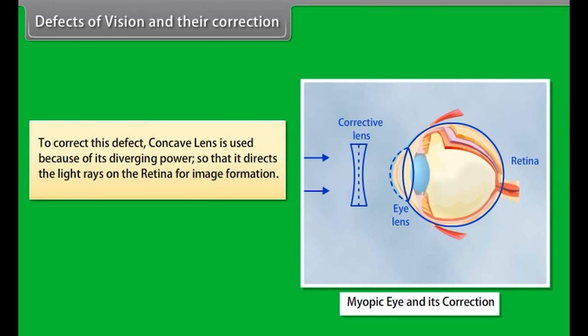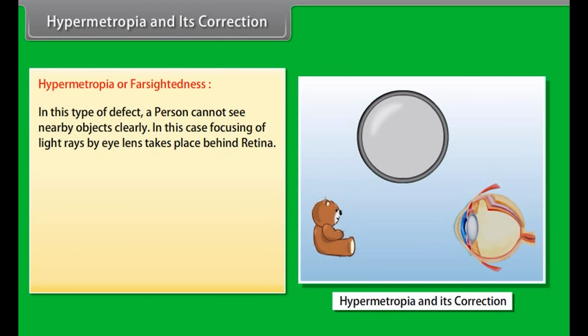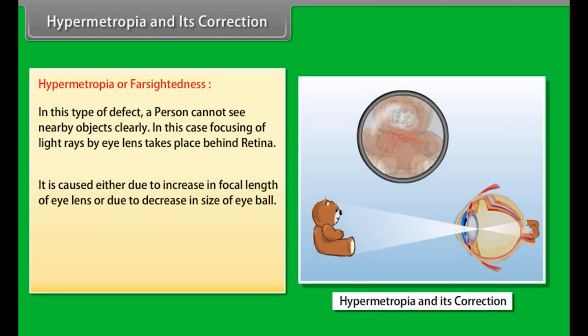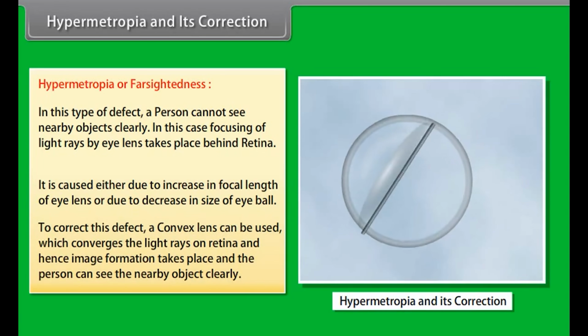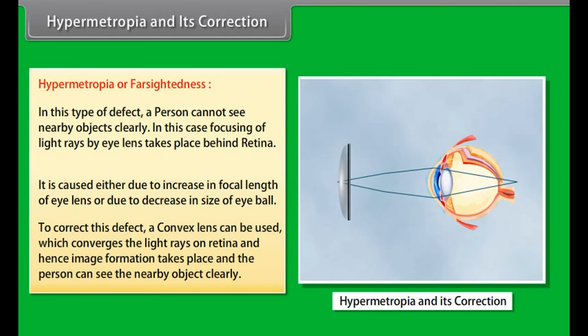To correct this defect, a concave lens is used because of its diverging power, so that it directs the light rays onto the retina for image formation. Hypermetropia and its correction. In this type of defect, a person cannot see nearby objects clearly. In this case, focusing of light rays by the eye lens takes place behind the retina. It is caused either due to an increase in focal length of the eye lens or due to a decrease in size of the eyeball. To correct this defect, a convex lens can be used which converges the light rays on the retina and hence image formation takes place and the person can see nearby objects clearly.